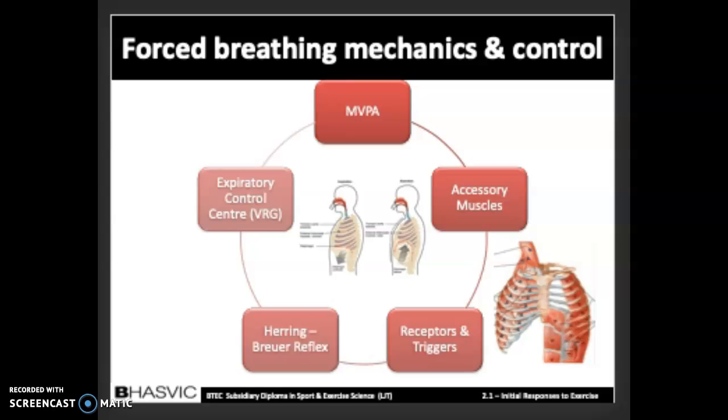Ventilation increases greatly from rest to exercise, and this is because more frequent impulses are sent to trigger inspiration and expiration when exercising, as muscles need more oxygen to carry on working.